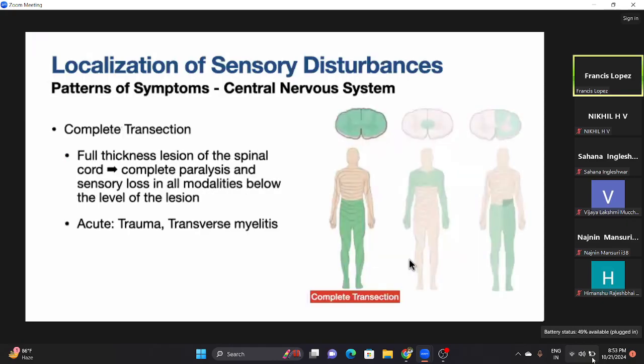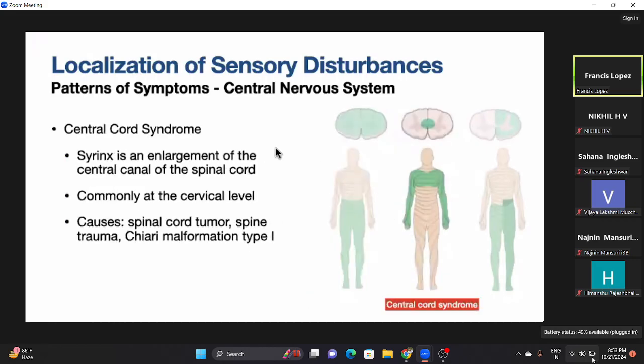So this is for complete transection. In complete transection, there's a full thickness lesion of the spinal cord, with complete paralysis and sensory loss in all modalities below the level of the lesion. This can be due to an acute cause such as trauma, or transverse myelitis. Sometimes the distribution can be on the arms only, and this can be attributed to a central cord syndrome.